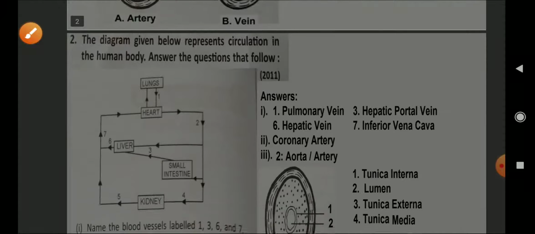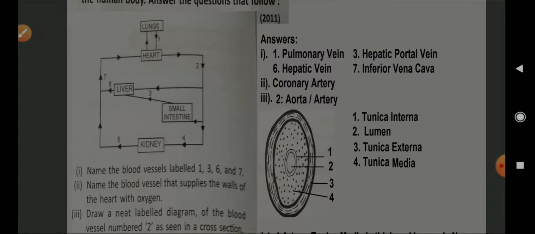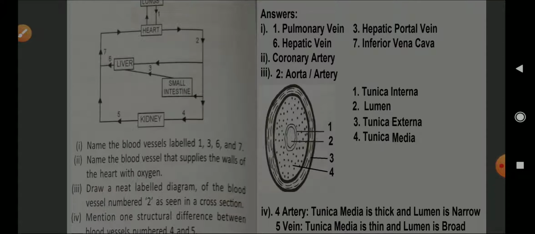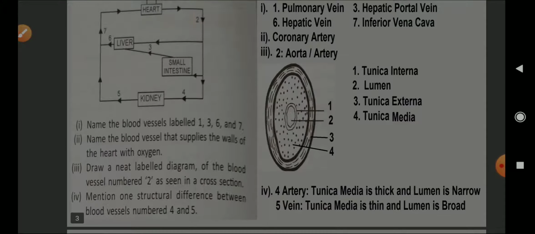Let us move on to question number 2. The diagram given below represents the circulation in the human body. Answer the following questions. Name the blood vessels, that is 1, 3, 6 and 7. Name the blood vessel that supplies the walls of the heart with oxygen. Draw the neat labeled diagram of 2 as shown in the cross section. Mention one structural difference between 4 and 5.